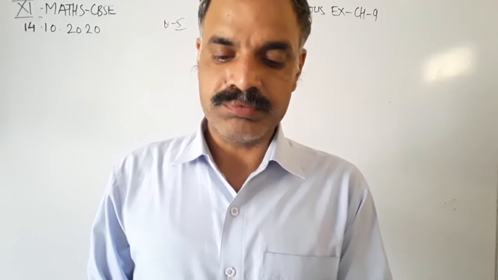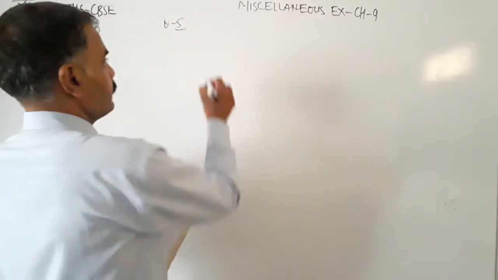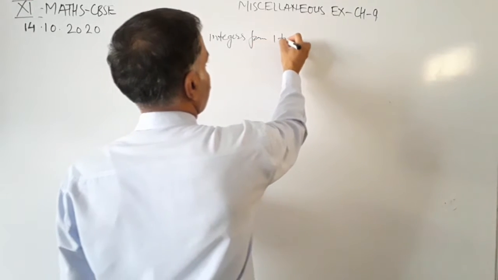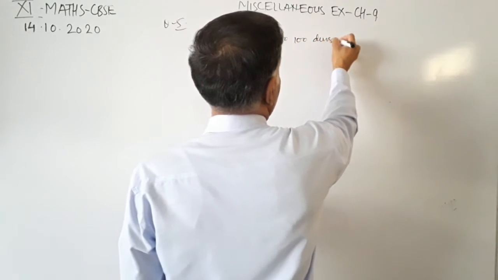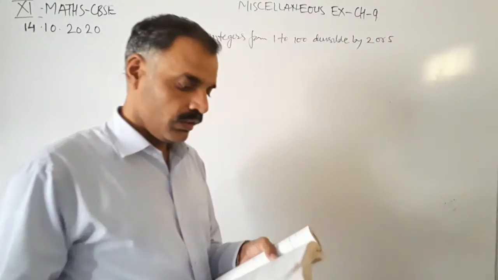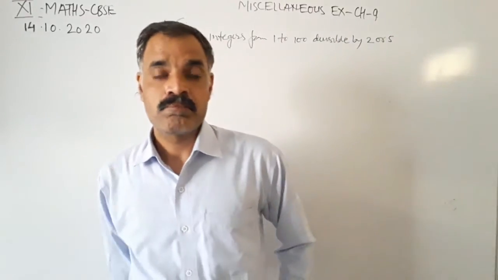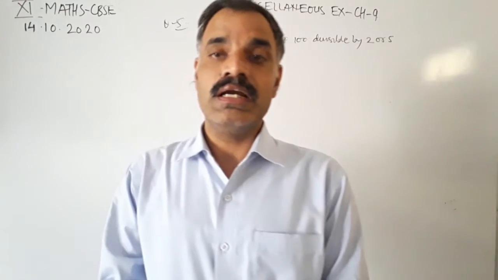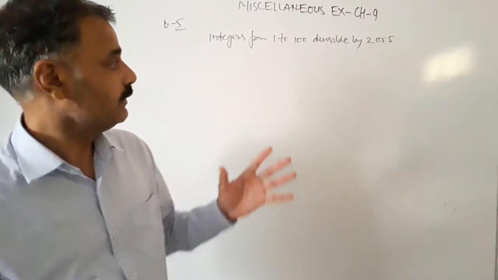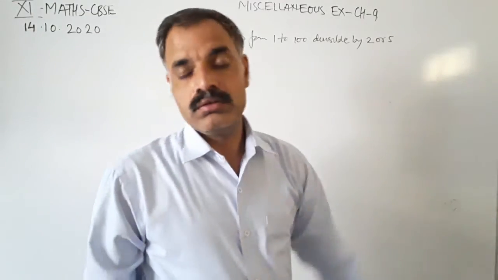Sum of the integers from 1 to 100 divisible by 2 or 5. Okay, so how we will solve this? The integers from 1 to 100 divisible by 2 or 5. How we will find that integers are divisible by 2 or 5?